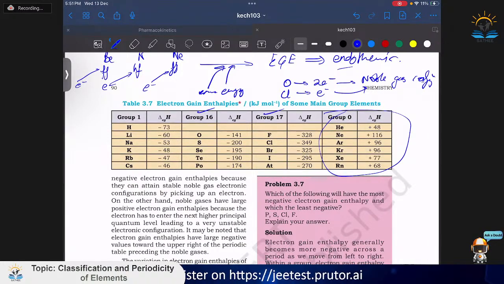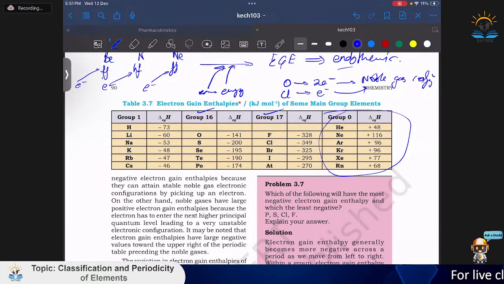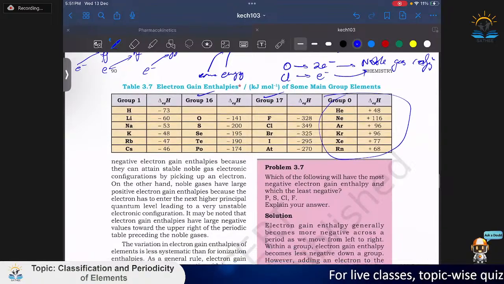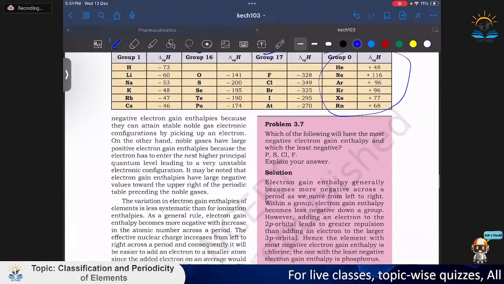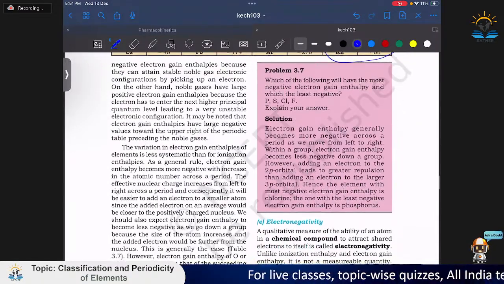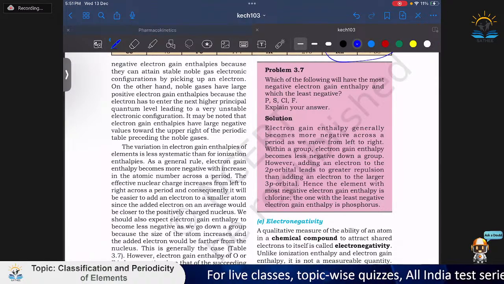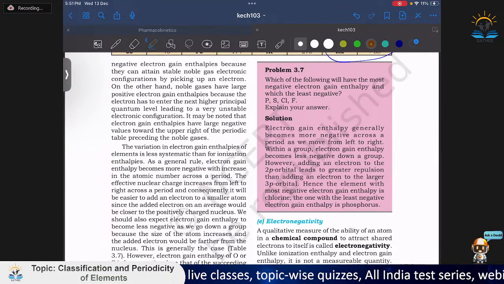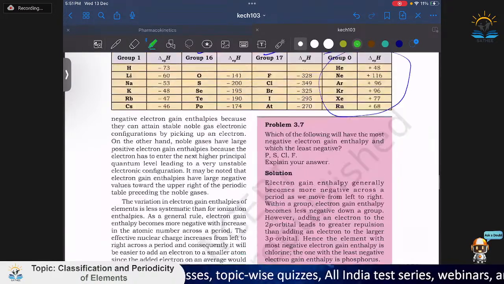They want to take the easy way. See, nature wants convenience. Whenever you think of a problem, whenever you try to find a solution, think of the most convenient way. That is the way which nature is going to follow. Here also, the most convenient way is to gain 2 electrons or 1 electron instead of losing. So let's see the trends in electron gain enthalpy.